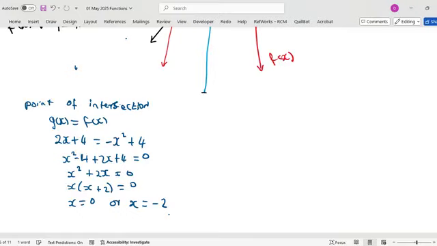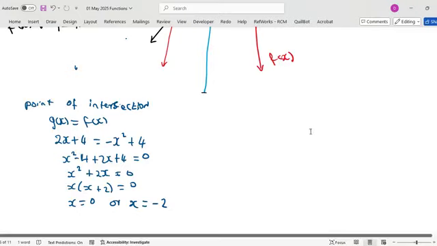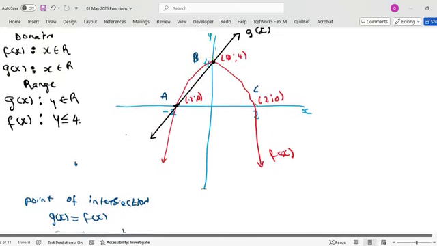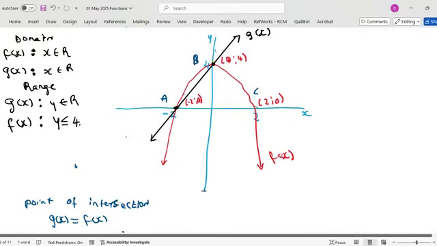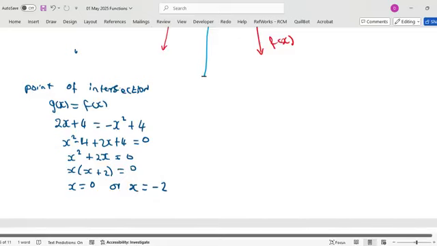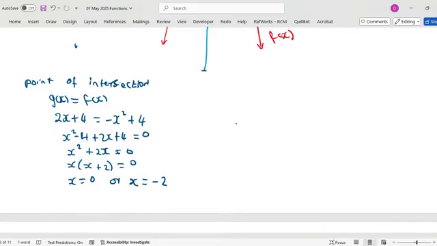or x equals negative 2. So if we check using what we were having here, the graphs are equal where x is negative 2, and where x is 0. Sorry for that, guys. But the question is, how do I get y? For you to get y, use any of the two. You can either use g of x or f of x.